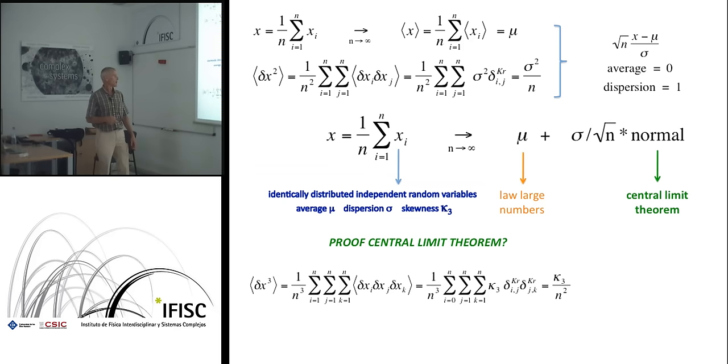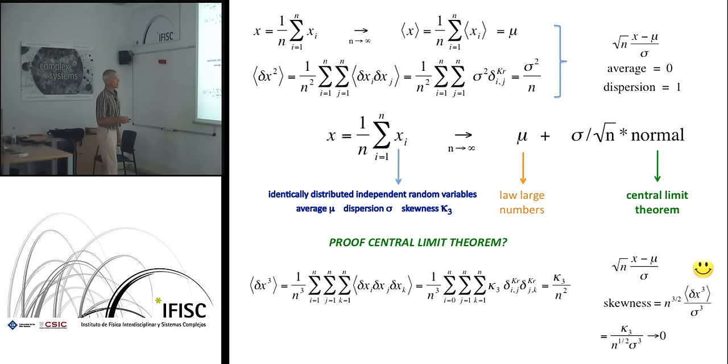Okay. And then you can check this guy here. So I have now to multiply with square root of n. So this is basically multiplying with n to the 3 halves, but I divide by n squared. So this third cumulant, this third central moment indeed goes to 0. It goes to 0 like 1 over square root of n.